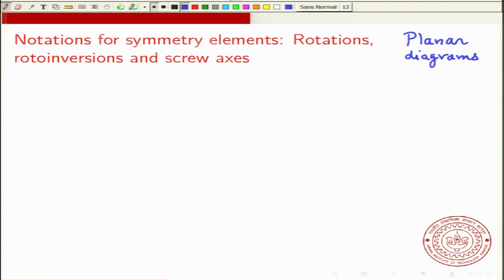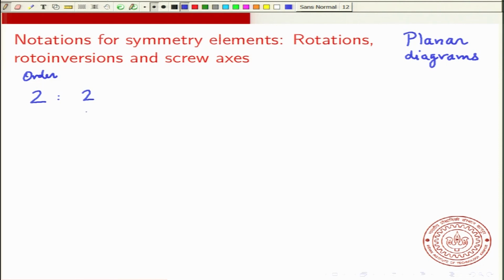Okay. So I'm going to talk about the different notations for the rotations, roto-inversions and screw axis. So each of these correspond to some axis. So you could have an axis, and that could be either an axis of pure rotation or a roto-inversion or a screw axis. Okay. So let us look at this notation. Now let us say you have an order 2 axis, a two-fold axis. So if you have a two-fold axis, it could be a pure rotation like a 2 axis.